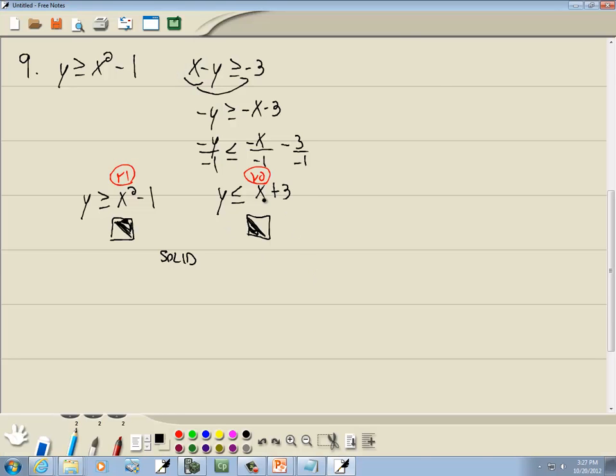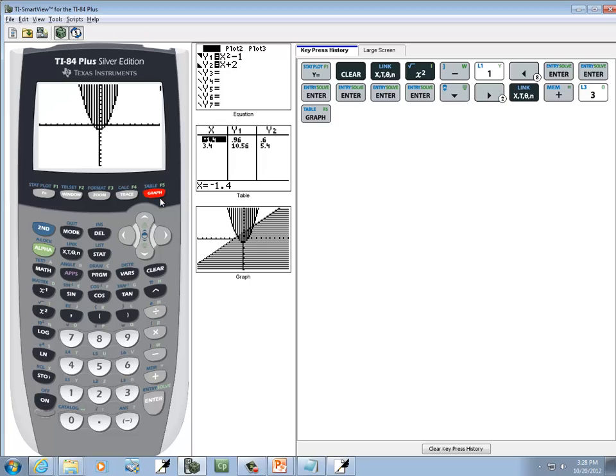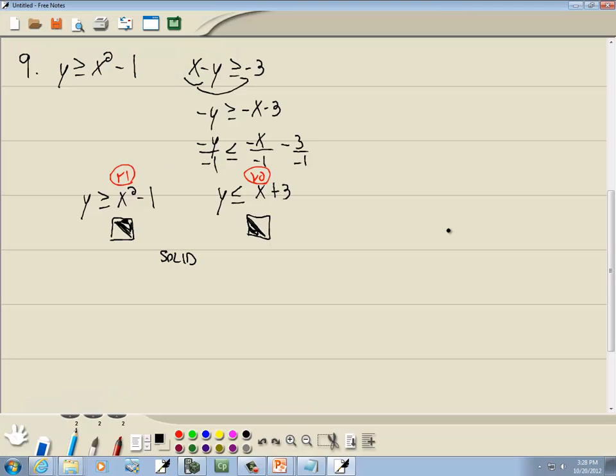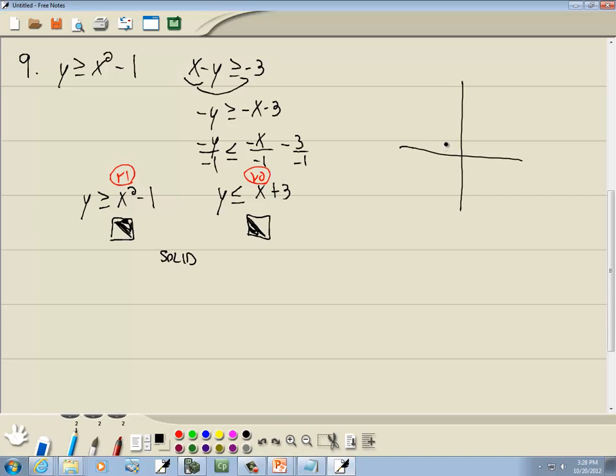Now, next one is x plus 3. So put in that, and then I'll push graph. There's our first one, y1, and there's our second one, y2. Again, where they're both shaded is our answer. Now, they're both solid lines, so this would be our answer.